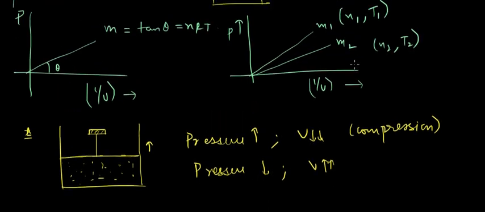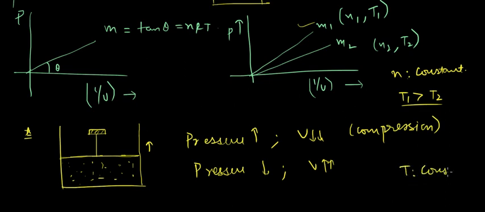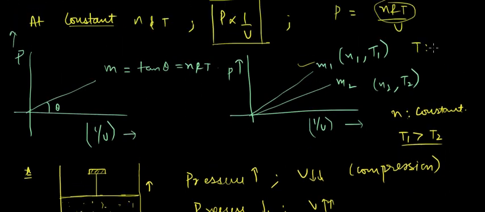So in the above case, let's suppose n is constant, then we can say that T1 is greater than T2. That's why m1, which is nRT, or rather the tan theta value, is higher for this graph. And if T is constant, let me write it down near the graph only, then we can write that n1 must be higher than n2 because m1 was higher than m2.